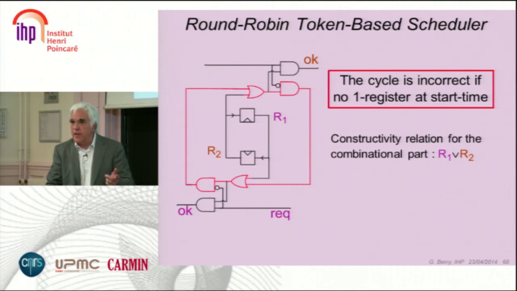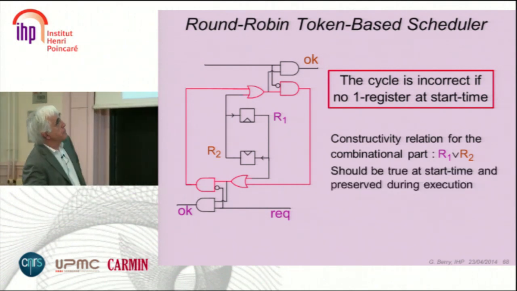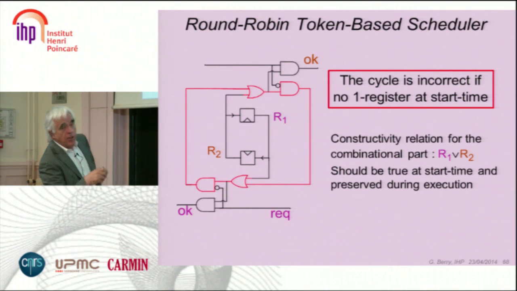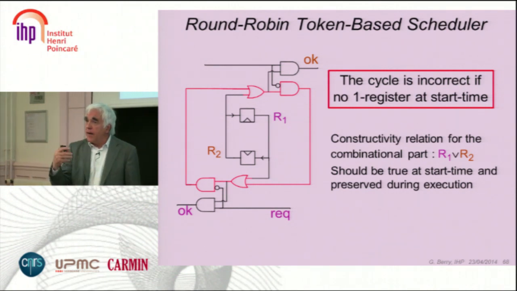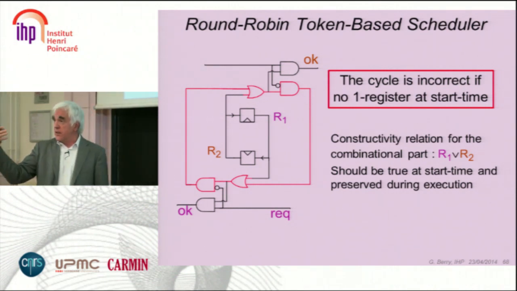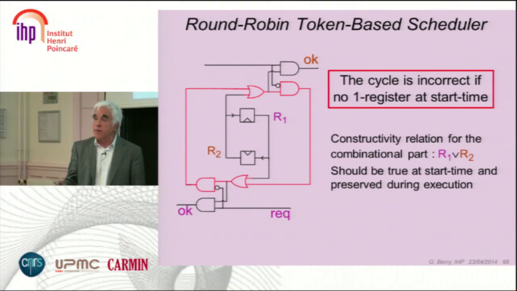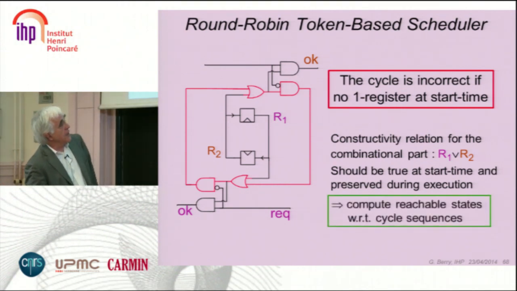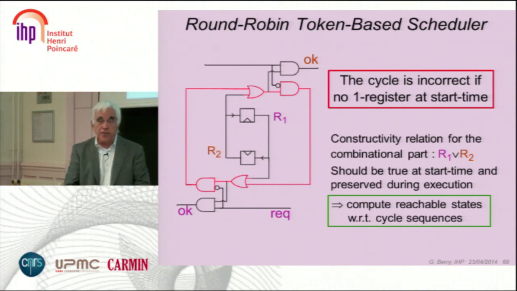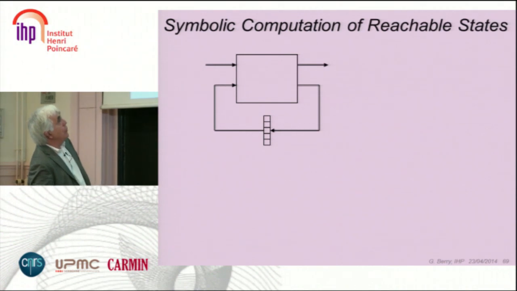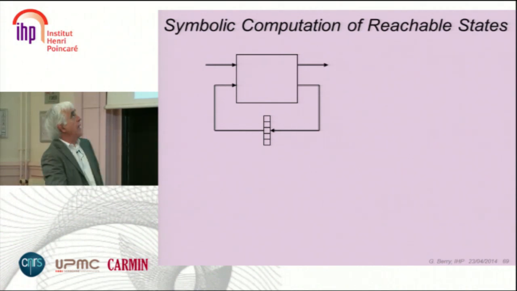So how do you prove it? Again, with BDDs. So it's an invariant over the execution of the circuit. So it becomes a model checking problem, and model checking is fine. You can compute reachable states for all clock cycle sequences. And you can do that in the following way.